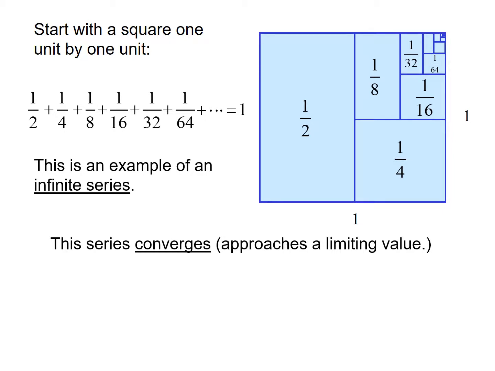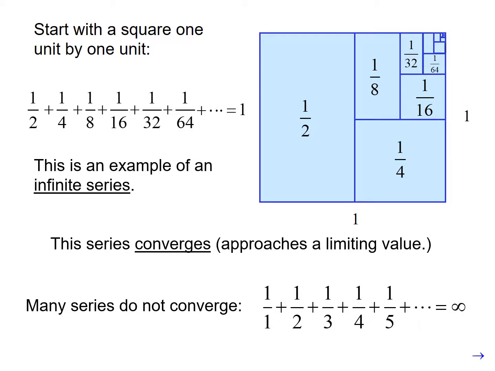And furthermore, if we add together all of those fractions over and over and over again, they would eventually add up to 1. So we say that this series is an infinite series, and it converges to 1. And there are many series that do not converge. For example, 1 over 1 plus 1/2 plus 1/3, and so on. If we keep adding those up, those will add up to infinity.